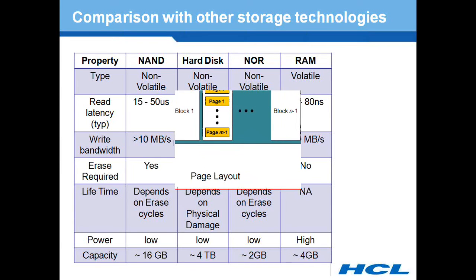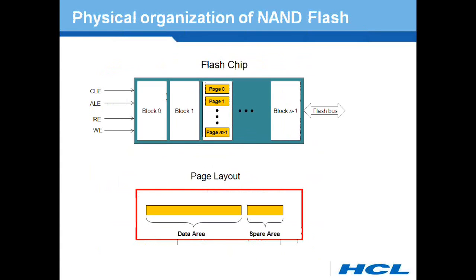Next, we are going to see about the physical organization of the NAND flash. So the pictorial representation of how a flash is internally organized is given in this slide. Each NAND flash memory consists of a memory array and flash bus. This memory array is subdivided into a number of finite blocks. Again, each block is subdivided into pages.